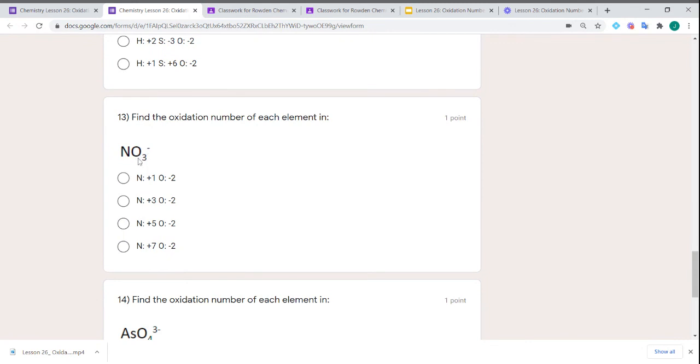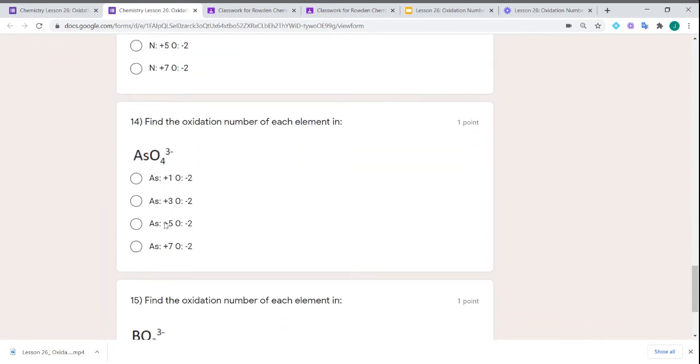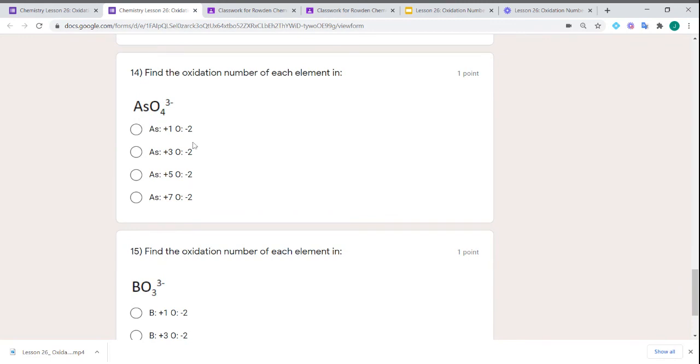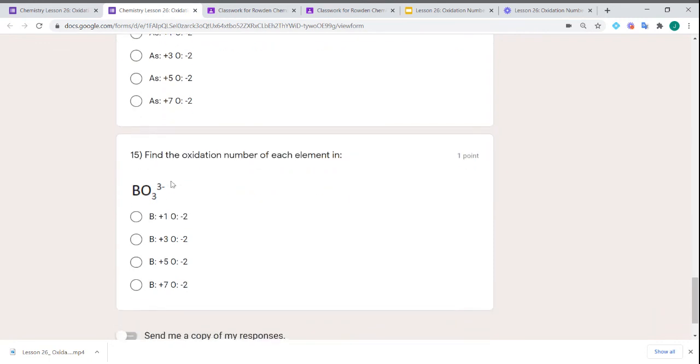Right here, you have O is -2. You have 3 of them. That makes -6. Nitrogen has to be +5. That way there's a -1 left over. O is -2. 4 of them gives you -8. You need to have -3 left over, so the As has to be +5.